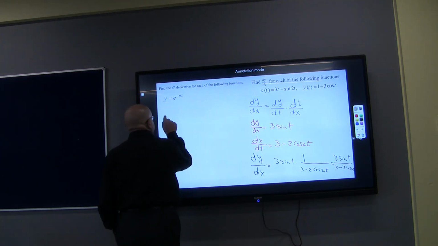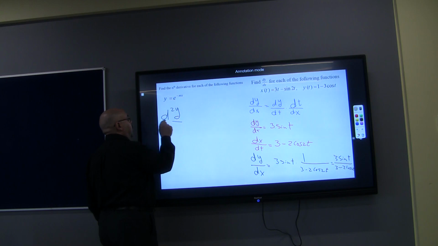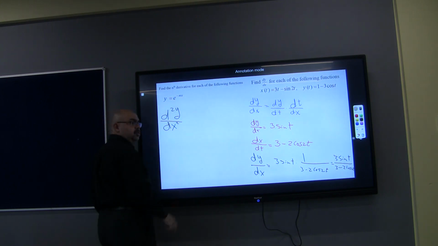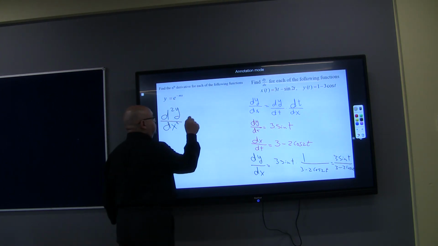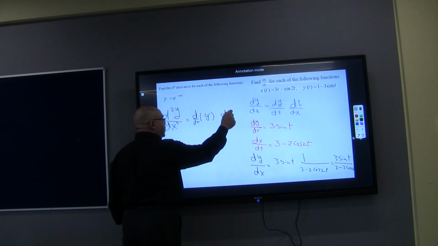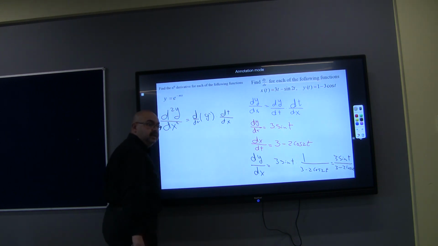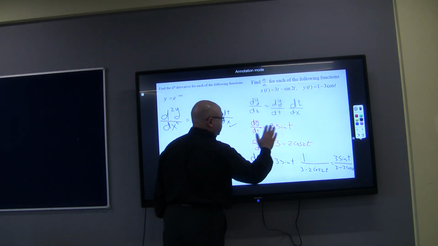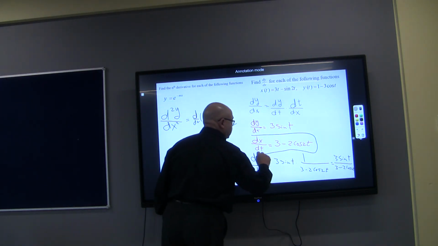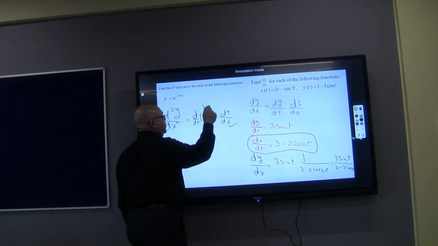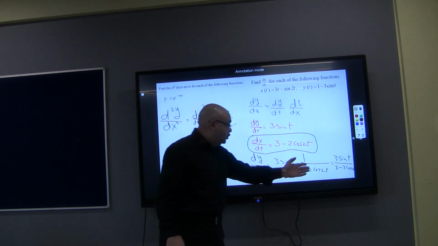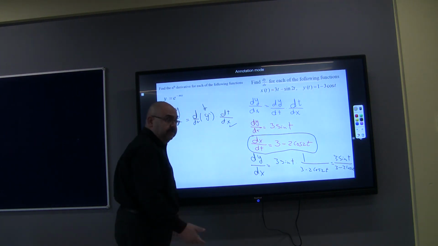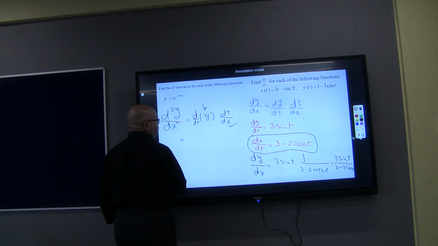If I want to get d2y by dx square, second order, all I have to do is get the d by dt of y dash, then multiply by dt divided by dx. Already you will have this part. So all I have to do is to get the derivative of this function, which you already have. So start differentiating.